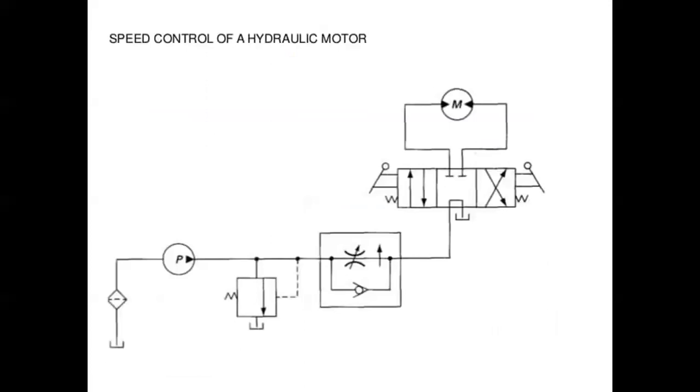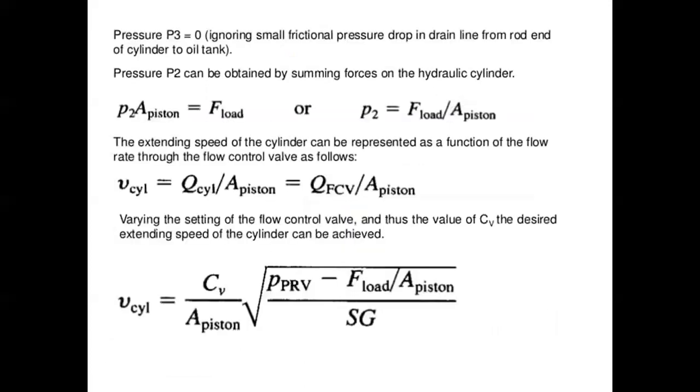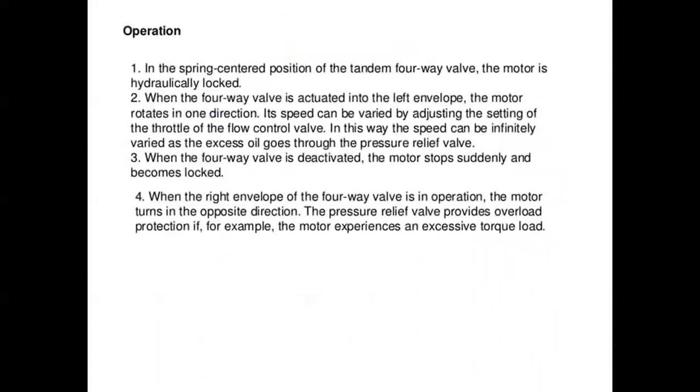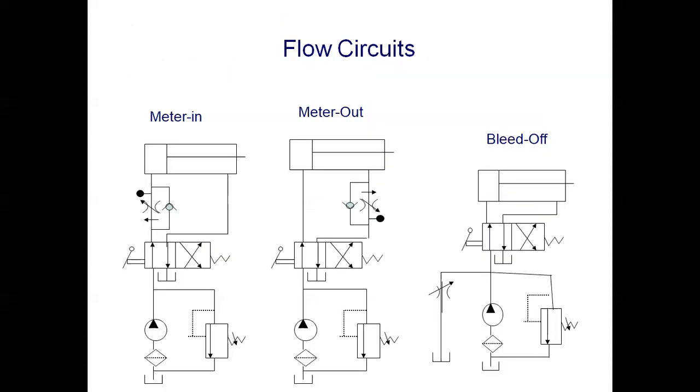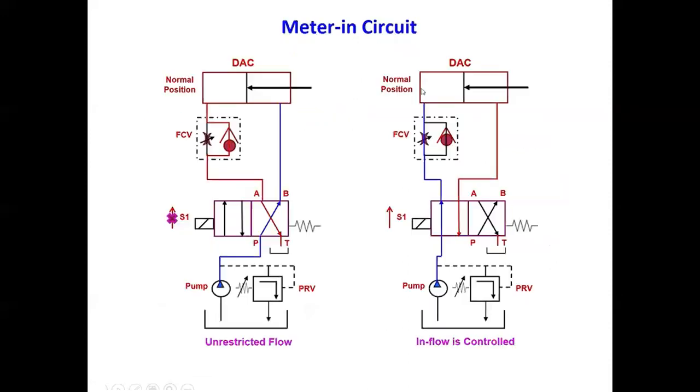See, this is speed control of a hydraulic motor. In this way, we control the speed of the pistons. This is meter in, with the flow control valve at the inlet; meter out, with the flow control valve at the outlet of the cylinder; and in bleed off circuit, the flow control valve at the joint to the PRV. In this way, we control the speed of the circuit.